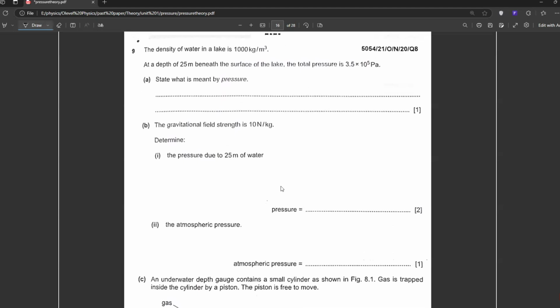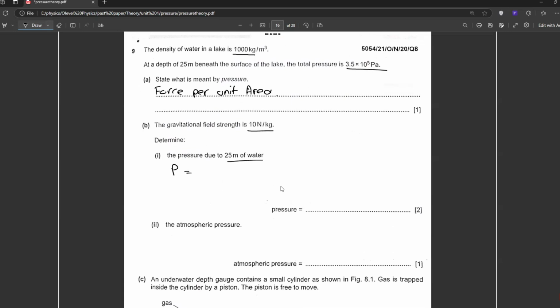Let's see this. The density of water in a lake is 1000. At a depth of 25 meter, the surface of the lake, the total pressure is this. What is meant by pressure? Force per unit area. Already did this. Force per unit area. The gravitational field strength is 10. The pressure due to 25 meter of water.